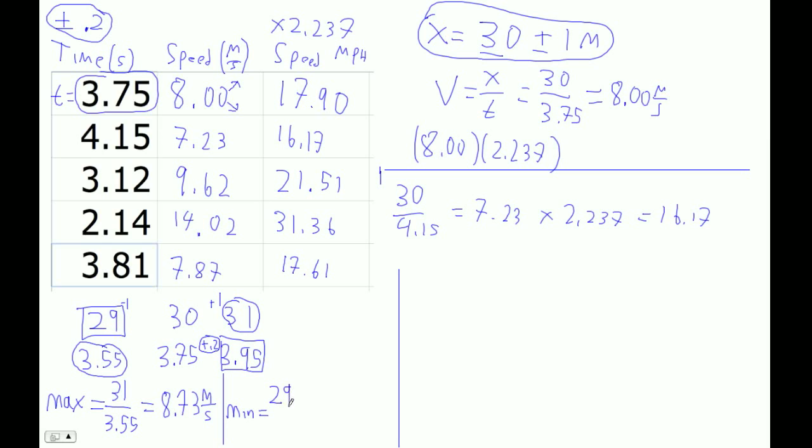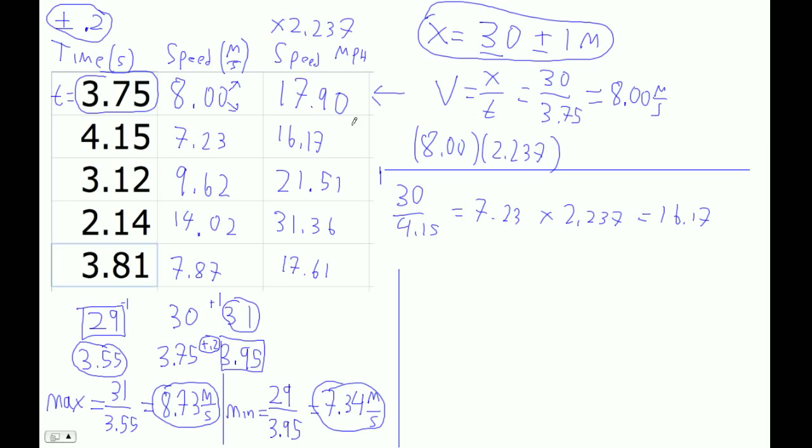So 29. This is called brute force uncertainty. Okay, 29 divided by 3.95. Did I do that right? I did. Okay, here we go. Enter. 7.34. And that's meters per second. So this is our min, this is our max, for this particular one right here. And I didn't convert them into miles per hour. You could do that if you're really curious.